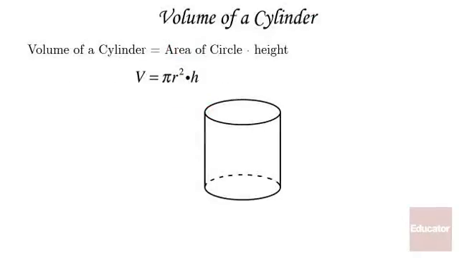Okay, so remember volume is how much space is inside the solid. So we're going to go over cylinder, and a cylinder is like a can, right? A can of soup, a can of corn. So how much space is inside? How much can you fill it up with?